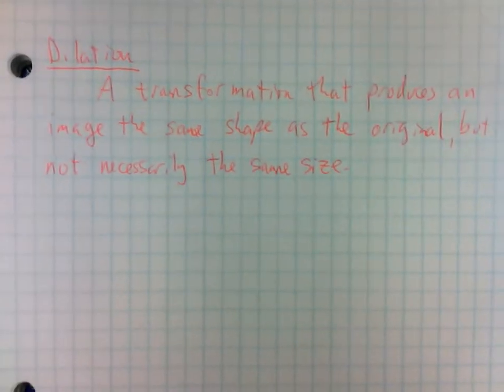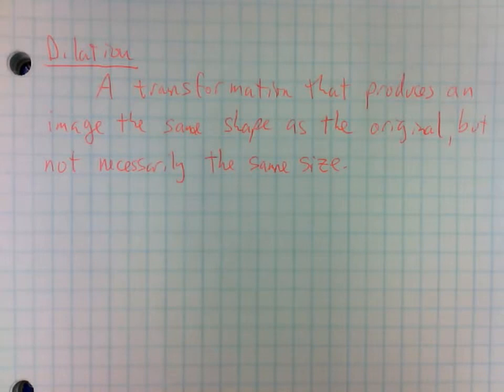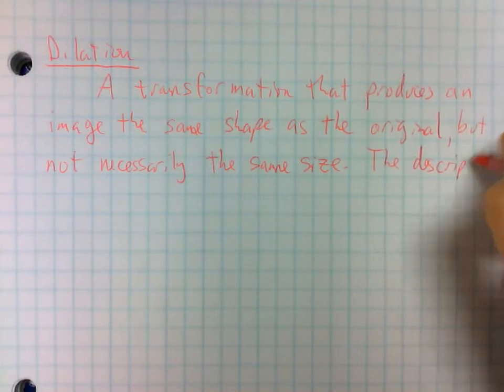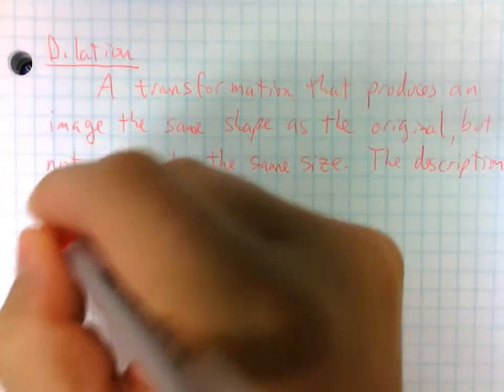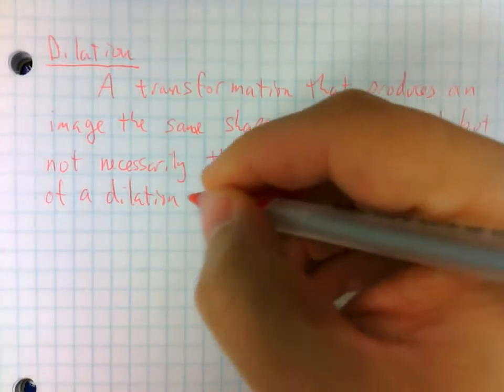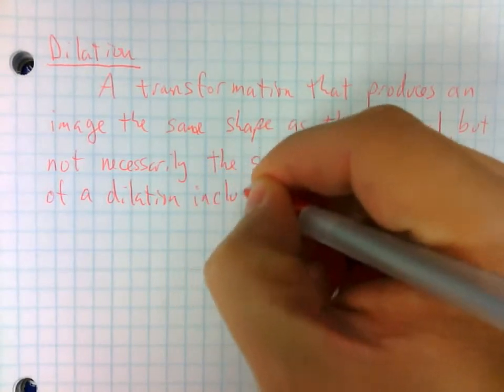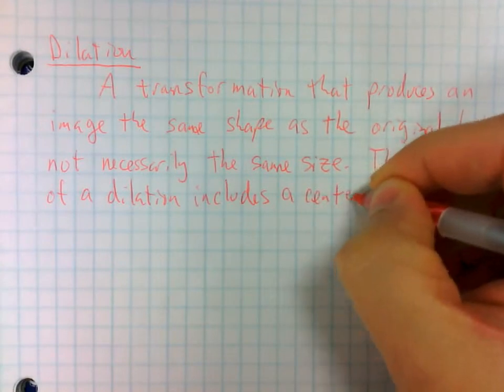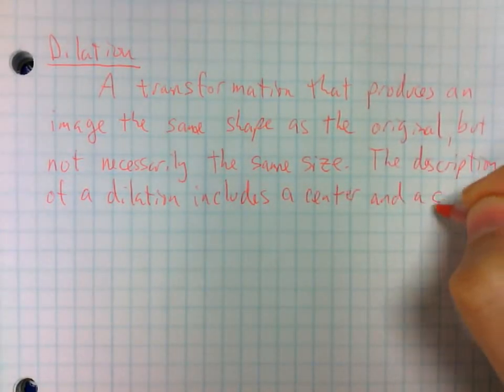Okay, that part of the description right there should sound familiar to you because what it describes is two figures that are similar. And what a dilation produces is a figure that is similar to the original. The description of a dilation includes a center and a scale factor.